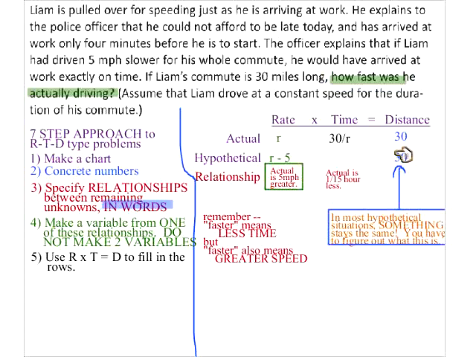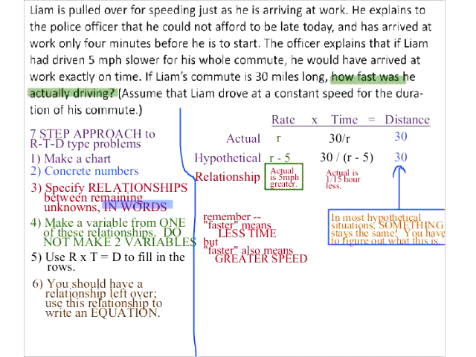Also, this is 30 over R minus 5. So there you go. Once you've done this, you should wind up with a relationship that you have not used yet. The one that's left over, use this relationship to write an equation. In this case, the relationship that's left over is that the actual time is 1/15 of an hour less.